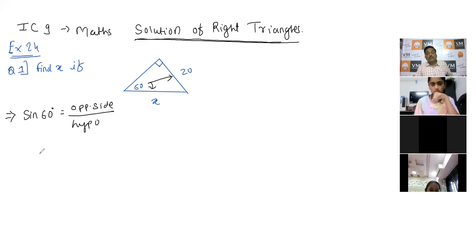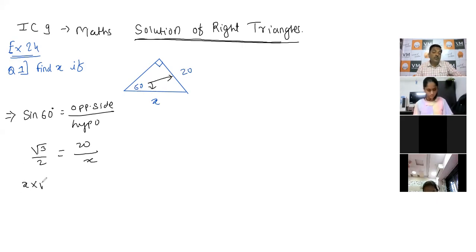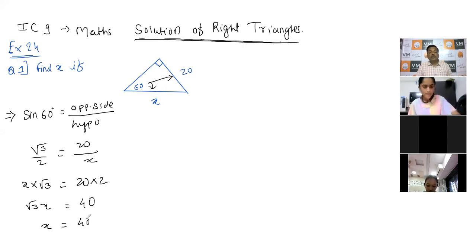So sine 60 value is √3/2. Opposite side of 60 degree, that is 20. And x is the x only. Just do the cross multiplication. So x into √3 and 20 into 2. So this becomes √3x. This becomes 40. Now √3 is multiplication, so this side is divide. 40 divided by √3. Now the denominator is always a rational number, so multiply numerator and denominator by √3. So this becomes 40√3 upon 3. Sum solved.